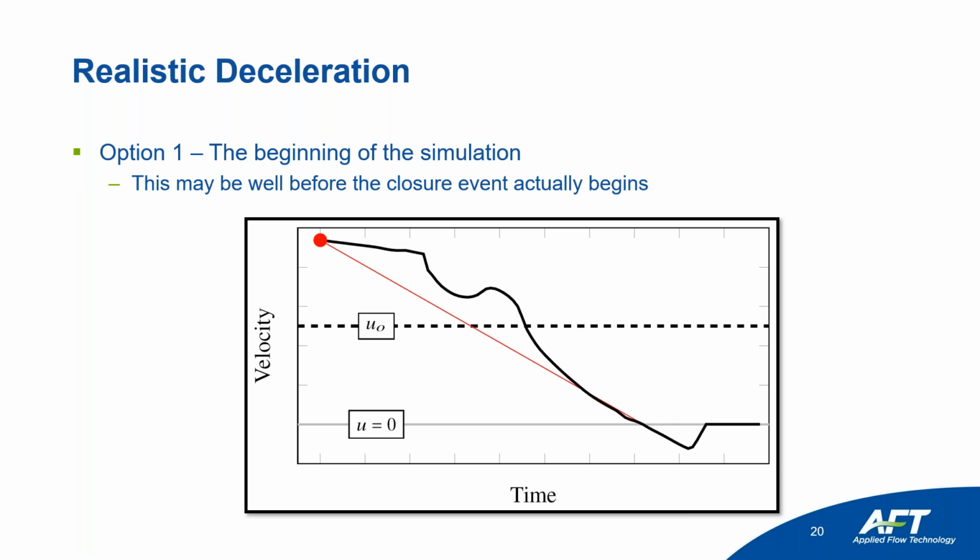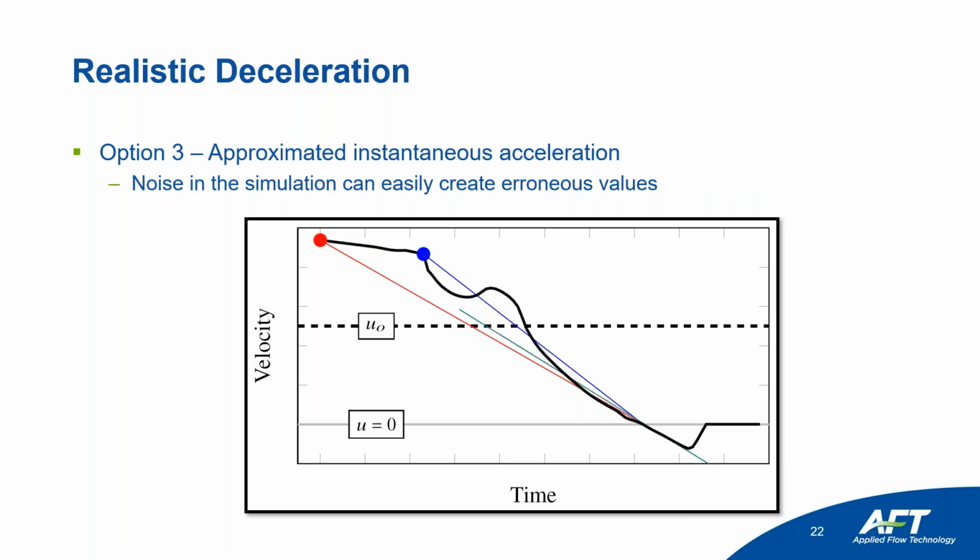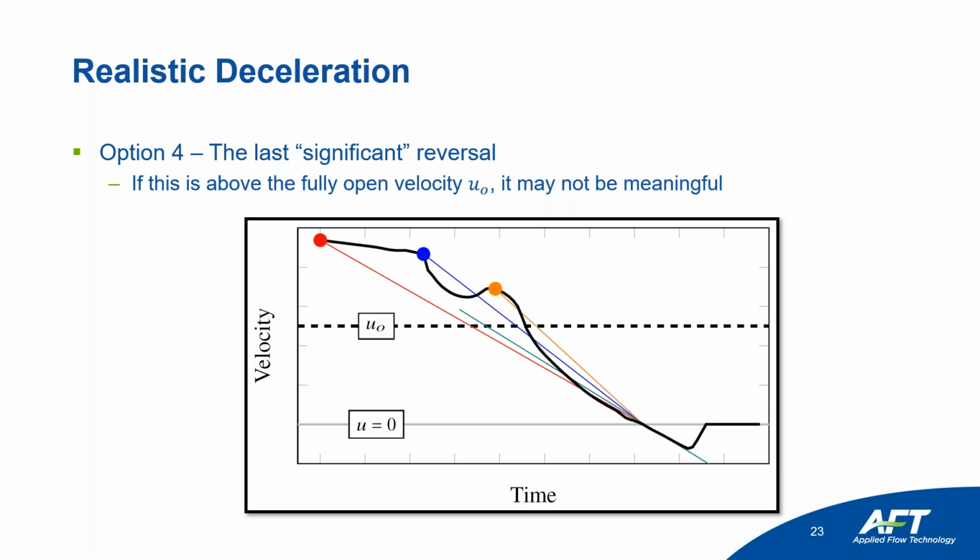You could just start at the beginning of the simulation. Maybe that's when the pump trips, but the velocity hasn't really started decreasing. So you could start at the point of first significant reversal. You have to define what significant means and it may still not be related actually to the closure of the check valve. You could use an approximated instantaneous acceleration. This is kind of a problem with a discrete numerical simulation like Impulse, because you can have noise in the simulation and that could easily throw this value off quite a bit. You could use what you might call the last significant reversal.